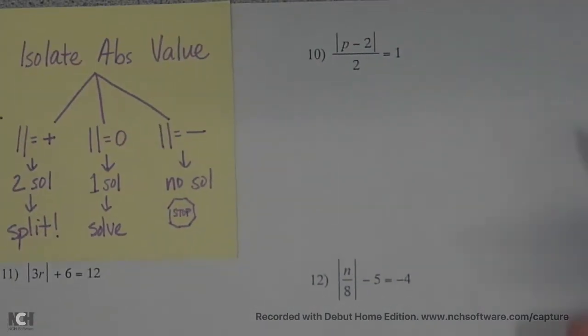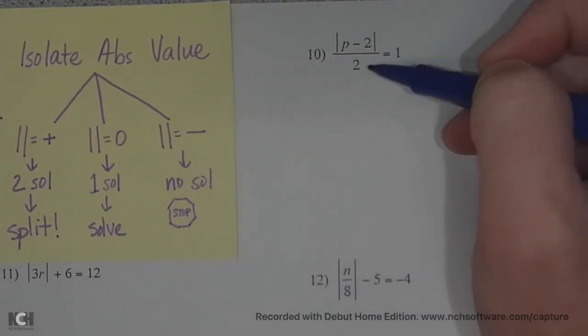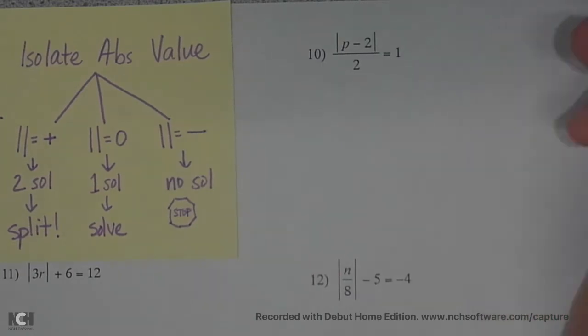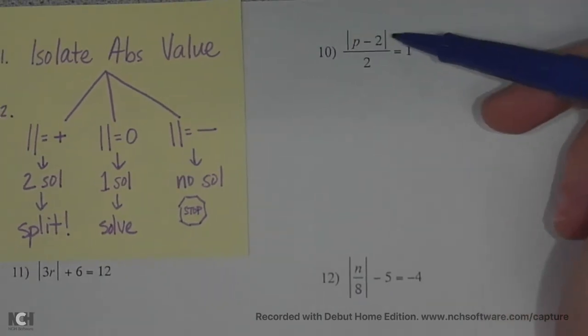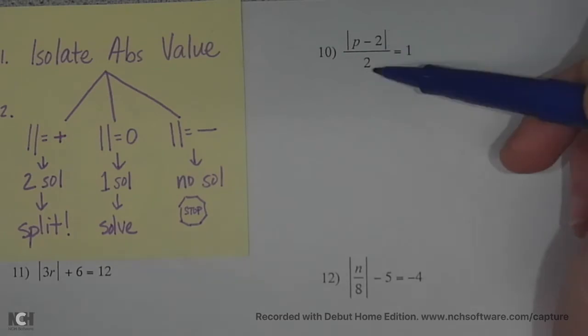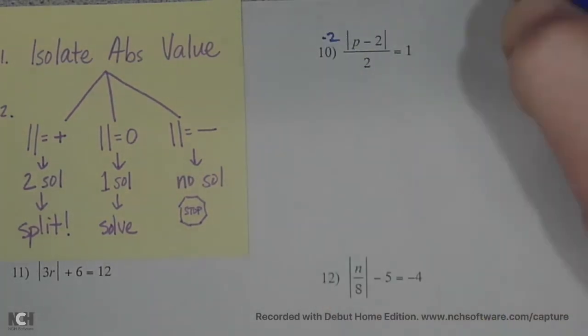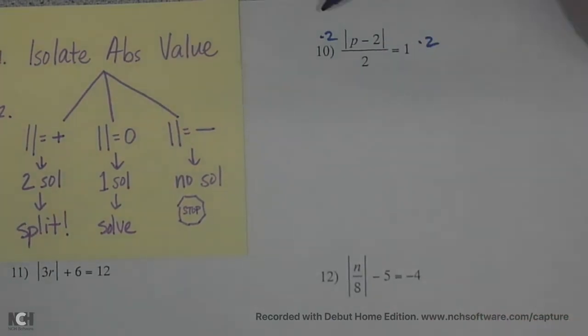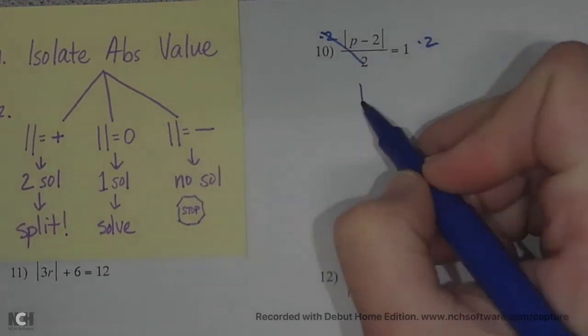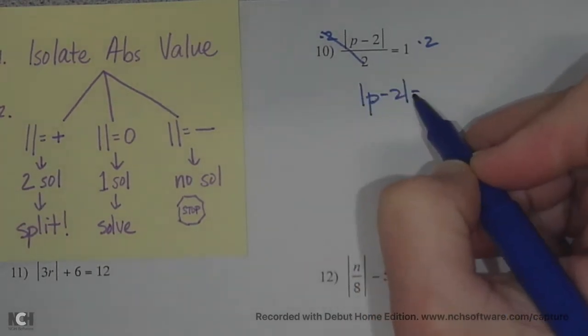All right, in number 10, we have the absolute value of p minus 2 over 2 equals 1. So here, is the absolute value already isolated? No, it's not. We need to get rid of that 2. Right now it's being divided by 2, so let's multiply through by 2 on both sides. These 2s cancel out, and you're left with the absolute value of p minus 2 equals 2.